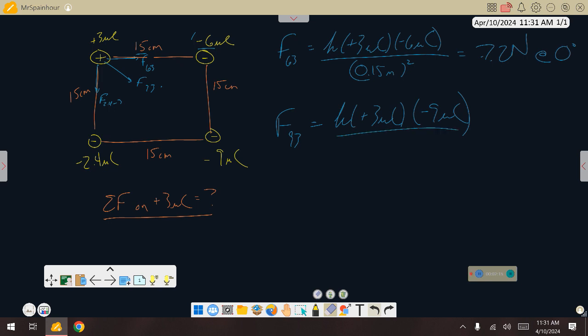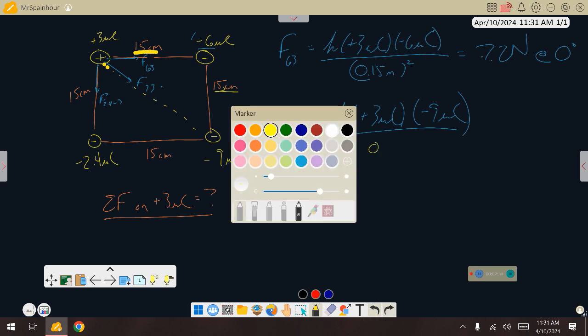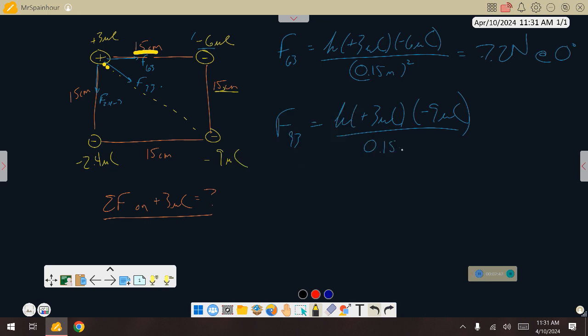All over. Now don't forget that this distance here is not 0.15. I can see from the triangle that it's not equilateral, so that should actually be 0.15 times the square root of 2 meters. And of course, if you want to just do the Pythagorean theorem to get that as well, that should also work. And you should end up with 5.4 newtons.